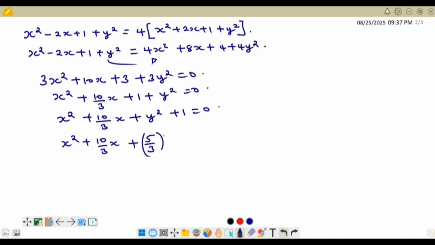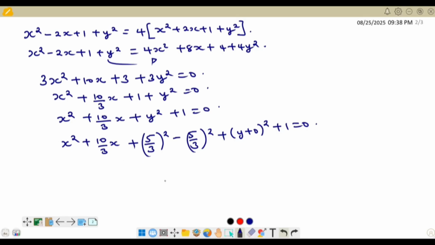Then you will add it and at the same time subtract it. So 5 upon 3 squared, then plus this can be written as y plus 0 squared, then plus 1, which is equal to 0. So that is what exactly we are having.